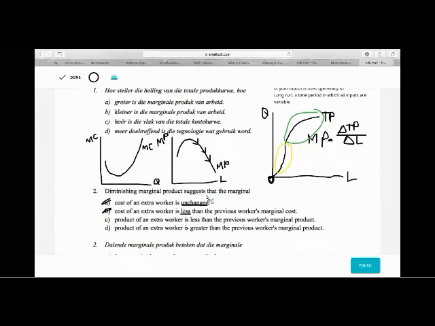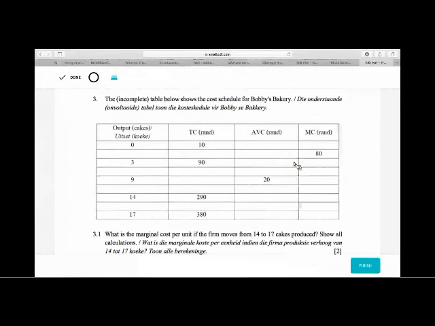C then says diminishing marginal product suggests that marginal product of an extra worker is less than the previous worker's marginal product. Yes, that sounds correct. And the last one says that the marginal product of an extra worker is greater than the previous worker's marginal product. No, that is incorrect.